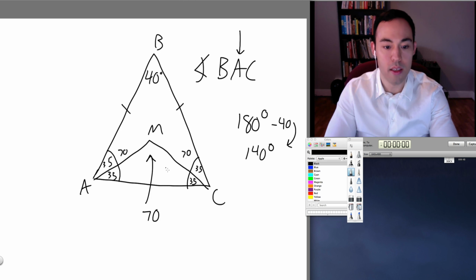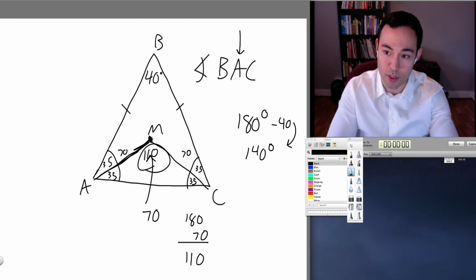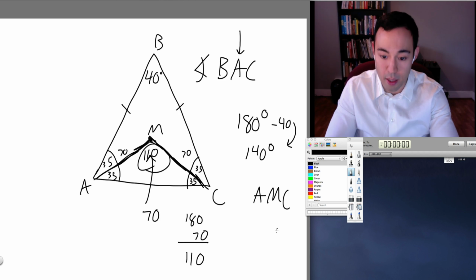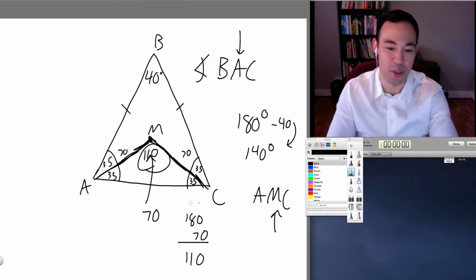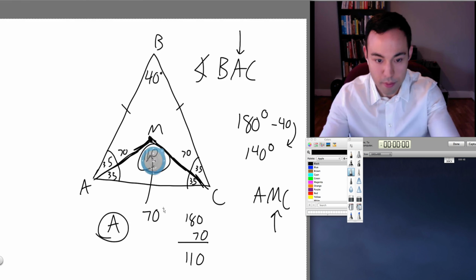And so how many degrees are left over after we take 70 from 180? Well, 110. And they're asking for angle A. Again, M is what's sandwiched inside the notation here. AMC is the filling in between the two pieces of bread here. And so that's the angle they're referring to. And 110 is answer A.